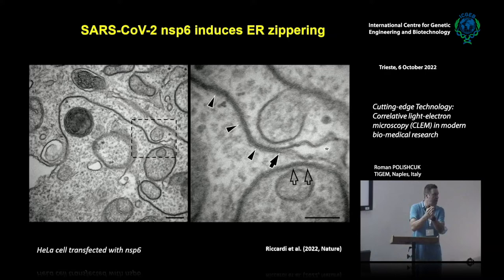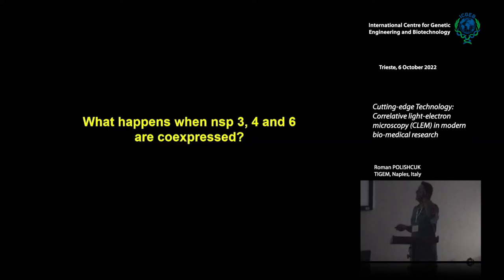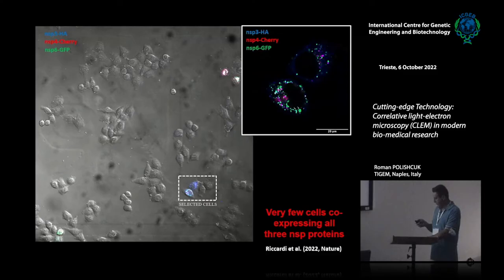Now, what happens if you transfect NSP3, 4, and 6? Okay, this is what happens. You have two cells out of 100 which express all three proteins at more or less similar levels. So this is a clear-cut case for CLEM. You wouldn't like to make a pellet of the cells and then try to find these two guys. Instead, you go and hunt for them, for these two cells. We did exactly that, so you can see this couple of cells expressing NSP3, 4, and NSP6.